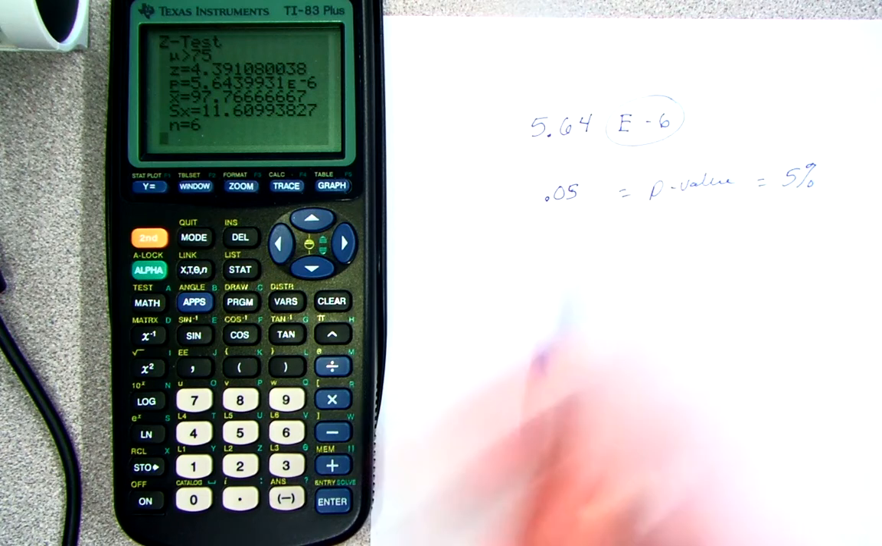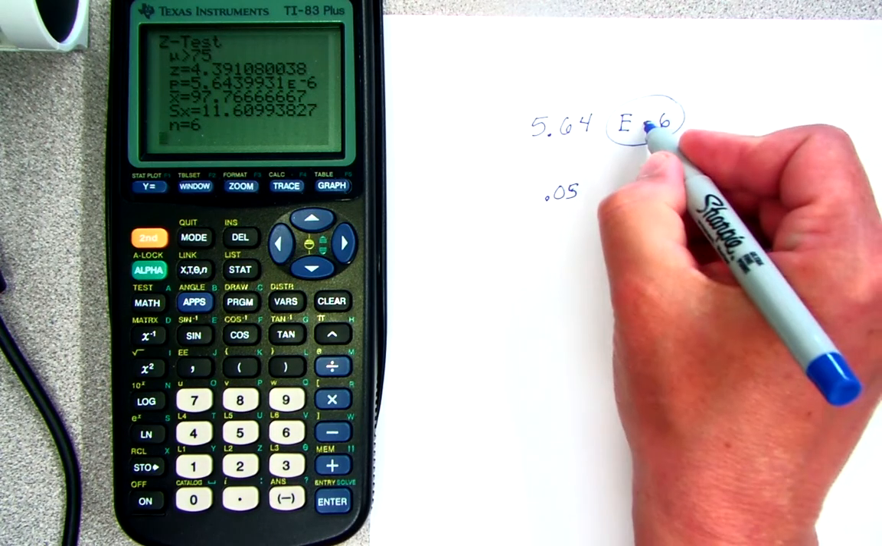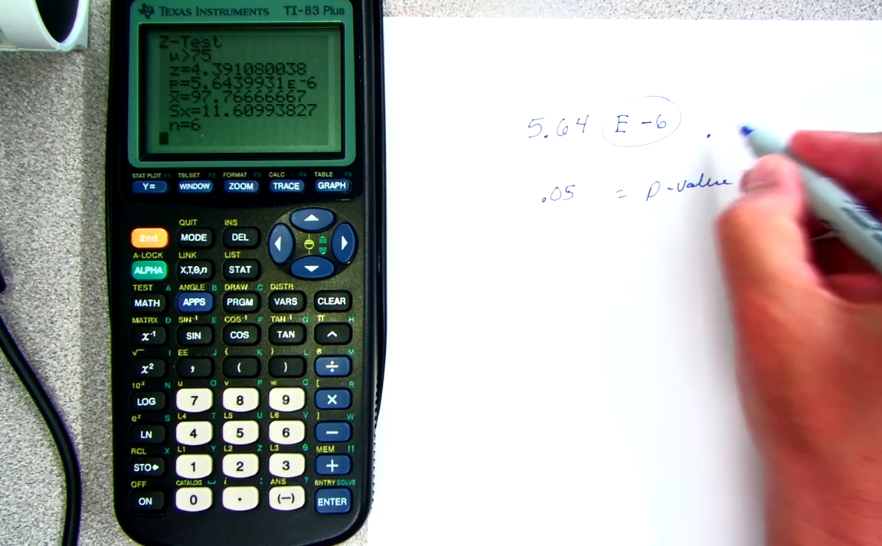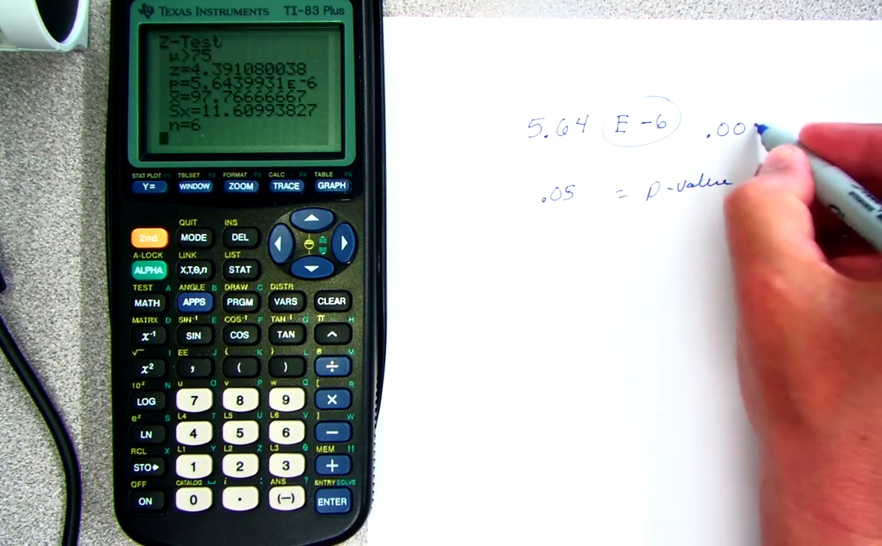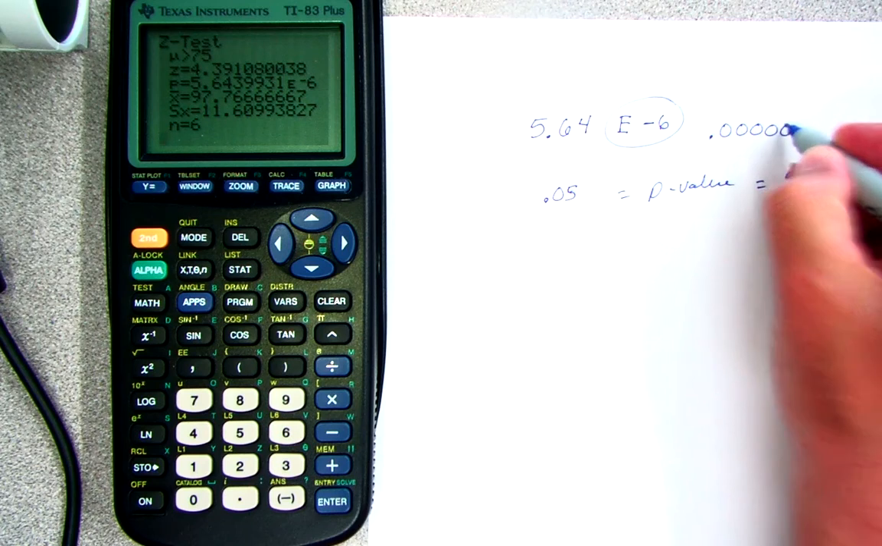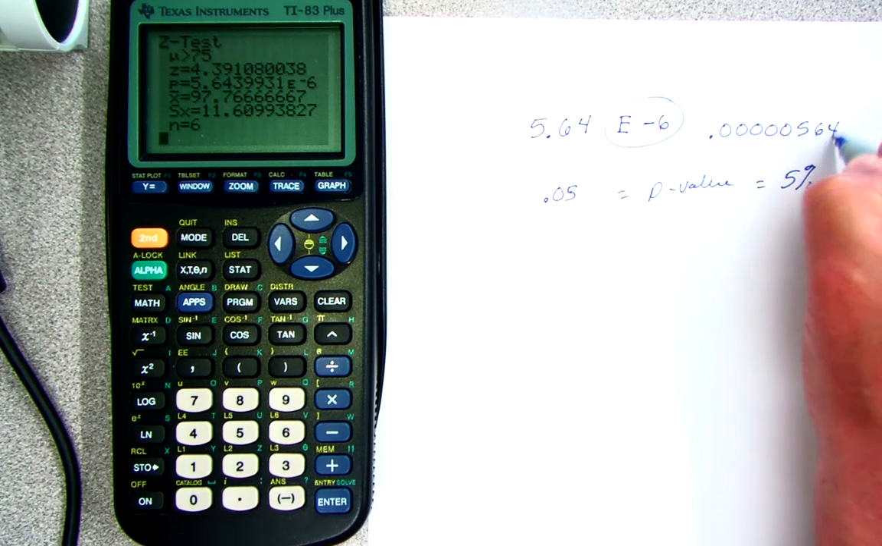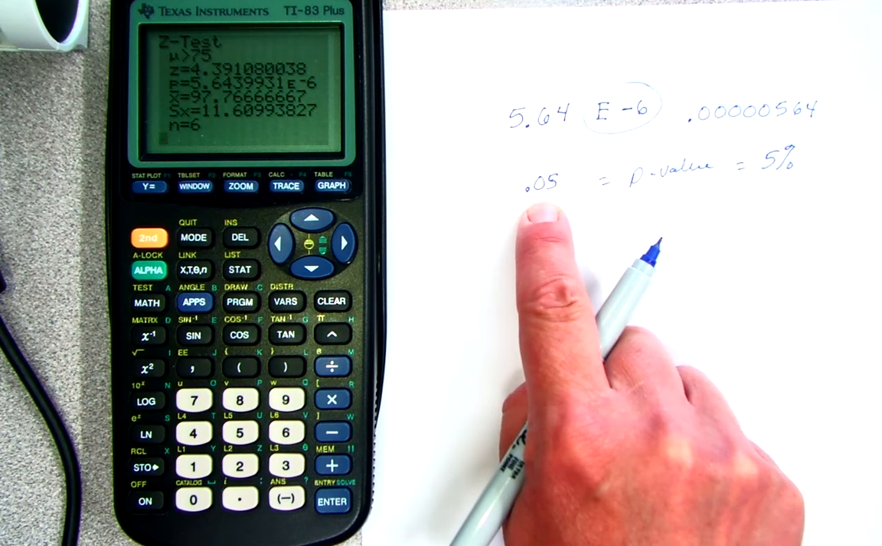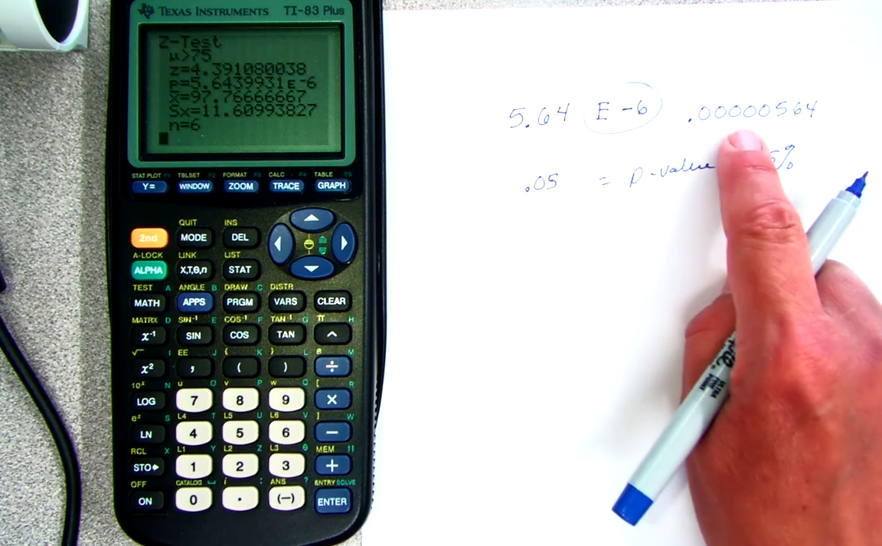This E is telling you something. That is scientific notation. And it's saying this is a very small number. You need to move the decimal 6 places to the left. 1, 2, 3, 4, 5, 6 places to the left. Now look how small that number is. Much different than 5%. This is a very small number.